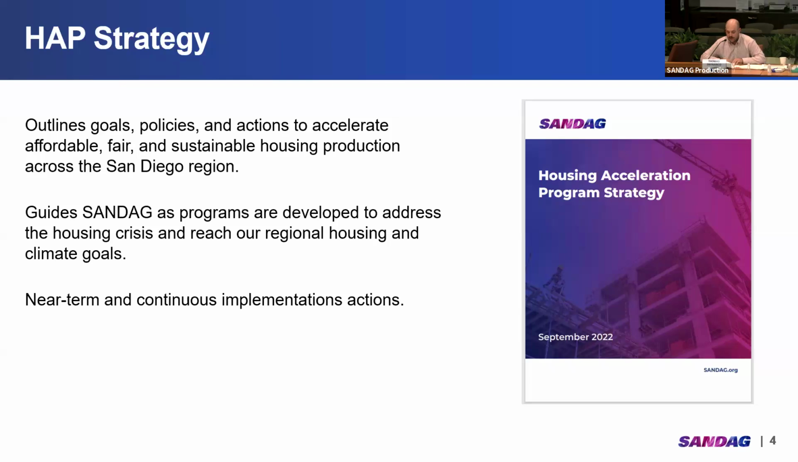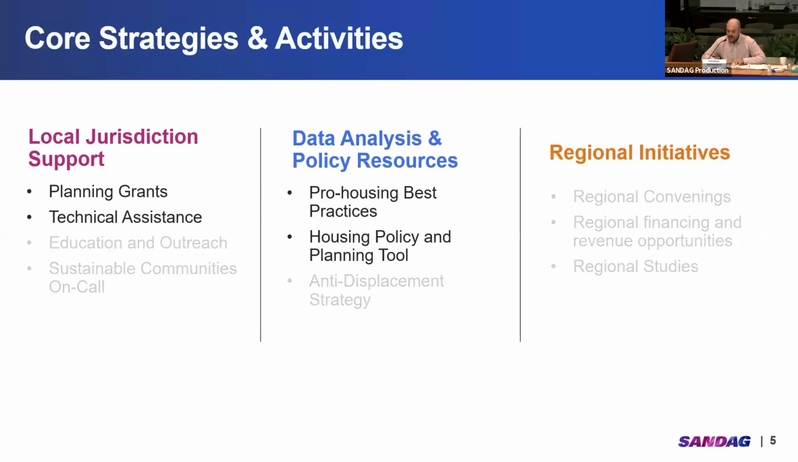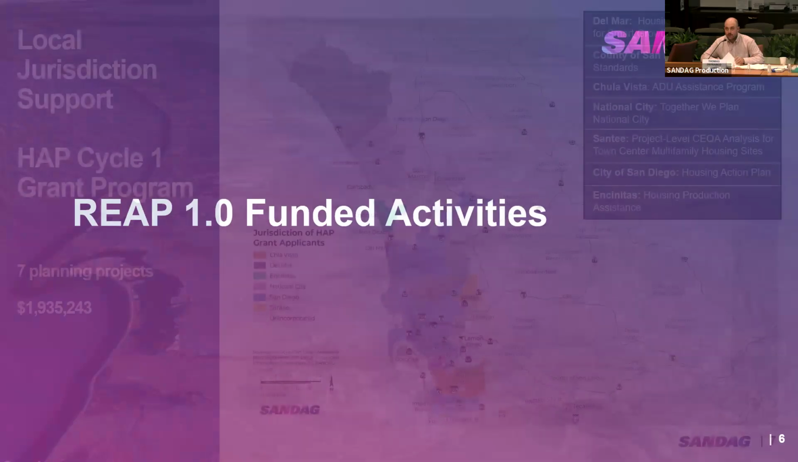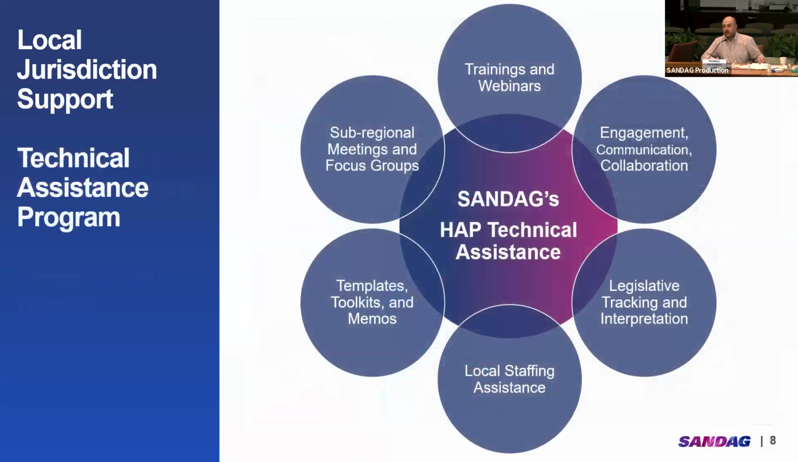And it includes near-term and continuous implementation actions. So SANDAG's REAP 1.0 strategy includes 3 core activities: local jurisdiction support, data analysis and policy resources, and regional initiatives. And I'll provide more details about each of these strategies on the following slides. So to begin, a large component of SANDAG's REAP 1.0 funded activities is grant funding for the local jurisdictions. We wanted to provide direct financial support to the local jurisdictions, and in 2022, we launched our HAP Cycle 1 grant program and awarded $1.9 million directly to jurisdictions for 7 planning projects that accelerate housing production and facilitate implementation of the 6th cycle RHNA.